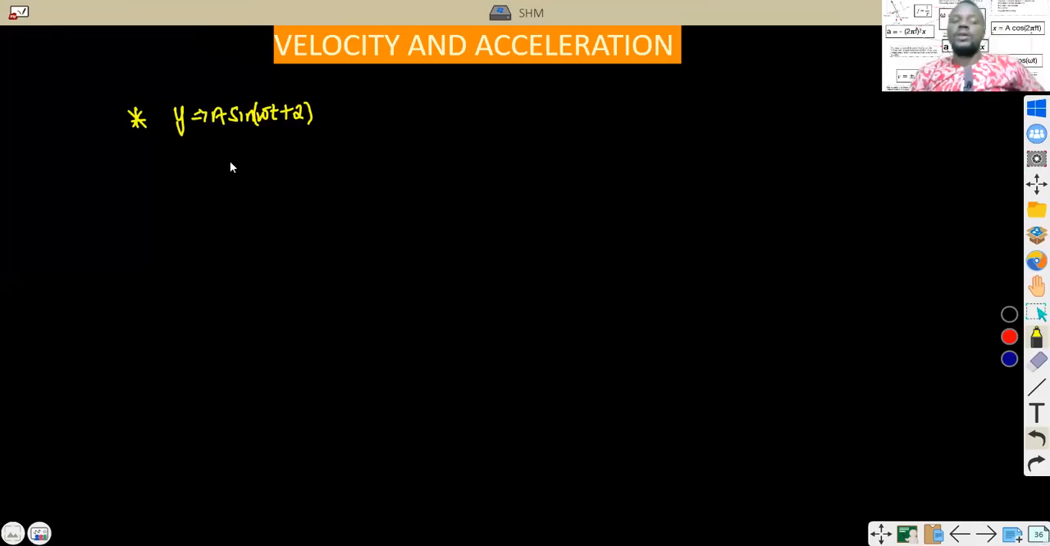This is the general equation. So now we need the velocity from this. We know that velocity is given by the change in displacement, dy by dt. I hope students are still here. So if we do that, what am I going to have? I'm only differentiating this; every other parameter remains constant.